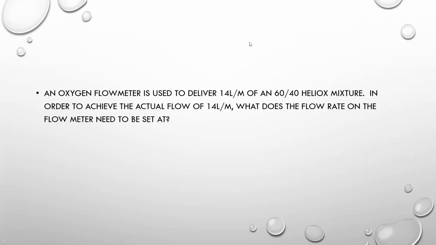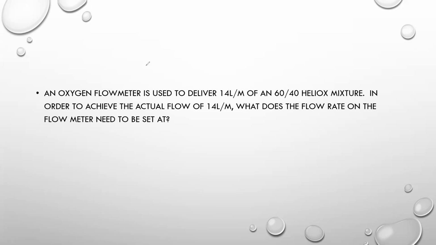And then last but not least, we've got an oxygen flow meter used to deliver 14 liters per minute of a 60-40 mixture in order to achieve an actual flow of 14 liters. What does the flow rate on the flow meter need to be set at? So in the previous examples, we've just tried to determine what the actual flow was. So we multiplied our flow factor by the flow. We're just going to have to work backwards with this.